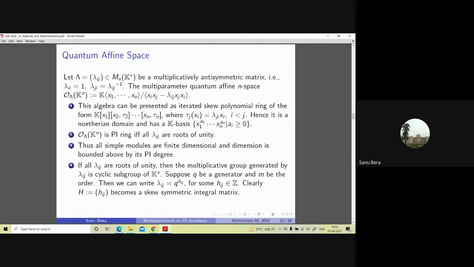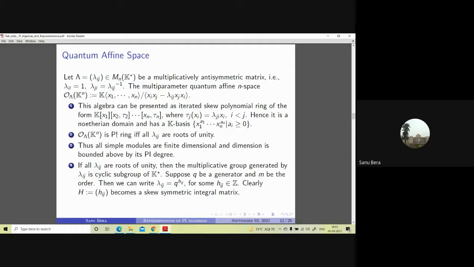So now quantum affine space is actually prime, because it is a domain, Noetherian, prime and PI ring, and we assume now K is an algebraically closed field. So we can use the previous result: all simple modules are finite dimensional, and the dimension is bounded above by its PI degree.